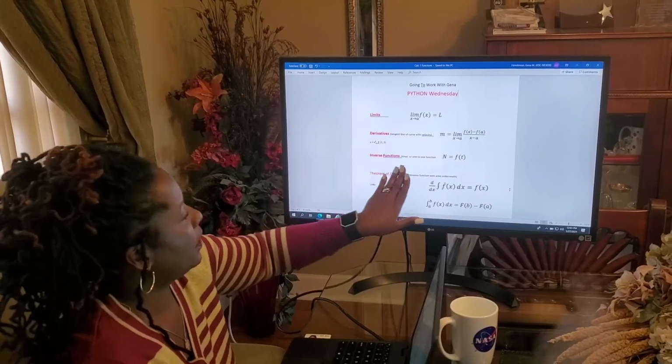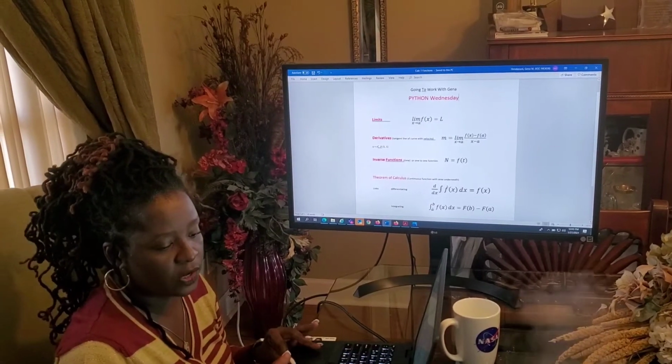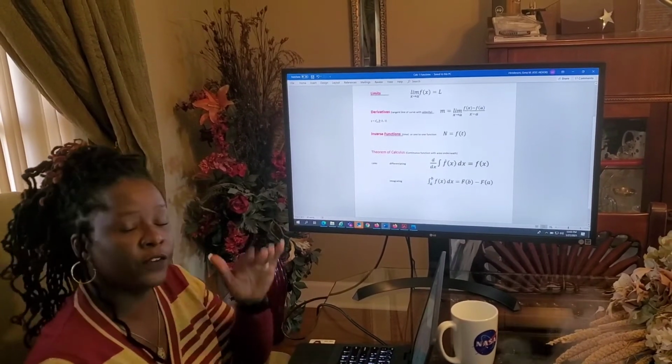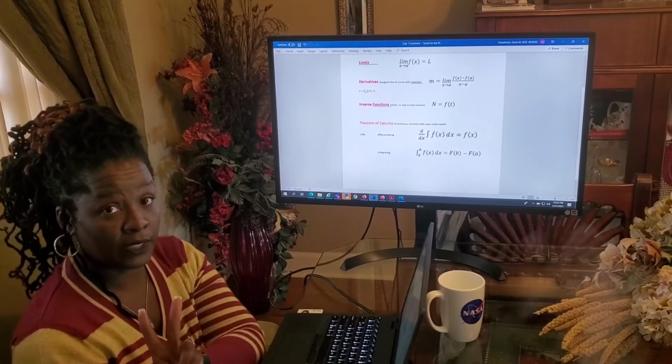Okay? All right. So now we get into the theorem of calculus. I know we're doing all this in a few minutes, but this is review because these are some of the things that we're going to need for Cal 2. Because remember, what we're doing is really Cal 2.